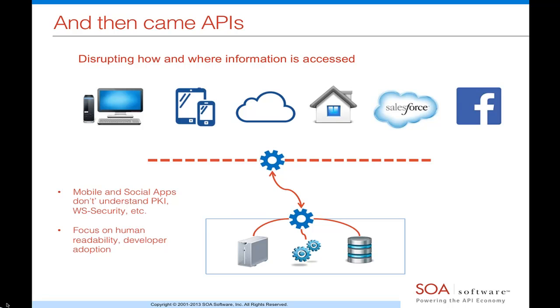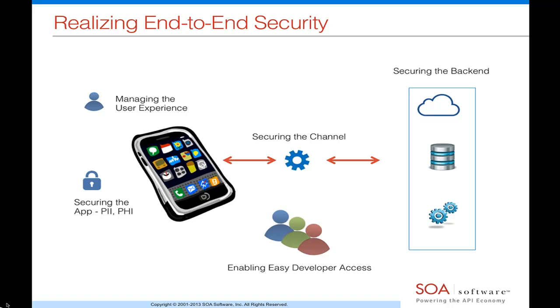So what does it take? If you look at API security and want to realize end-to-end security with an API, there are a couple of things that you need to take into account. The first one is managing the user experience. A lot of these applications are being surfaced through mobile applications or social apps, and you need to make the experience of a customer or a user logging in really easy and seamless.